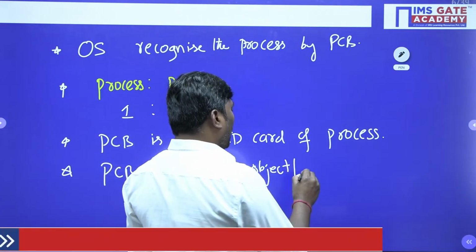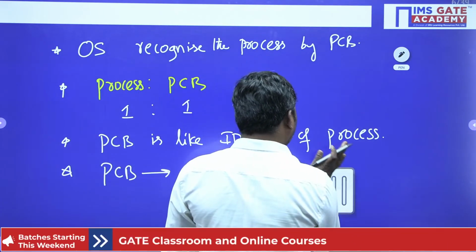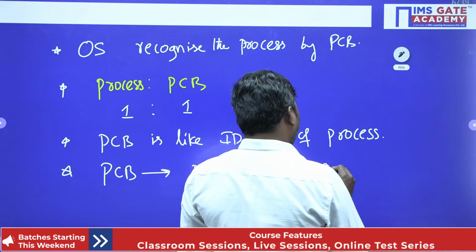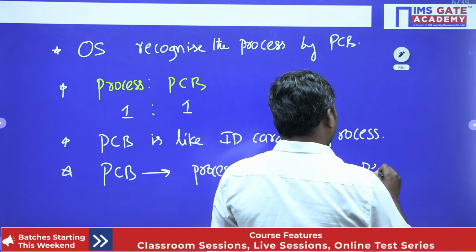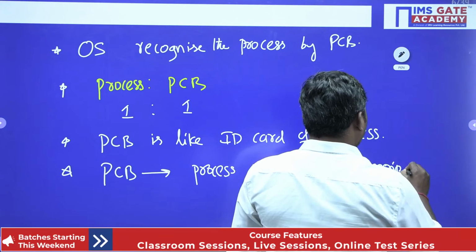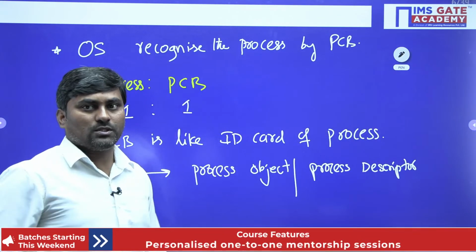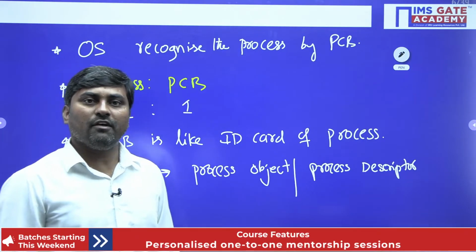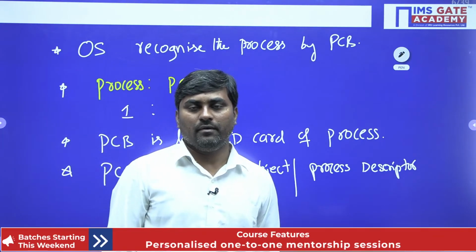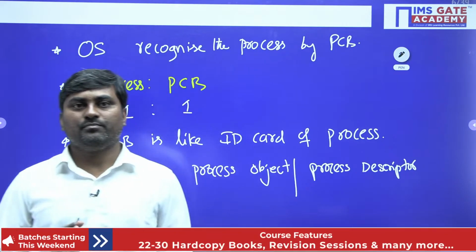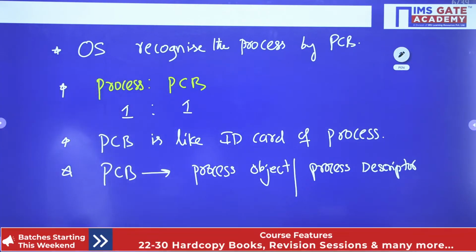Process object or process descriptor, also we can say, because this is describing a process. It is describing a process. Clear? Is it clear, ma'am? Saurabh, is it clear? Chalo.